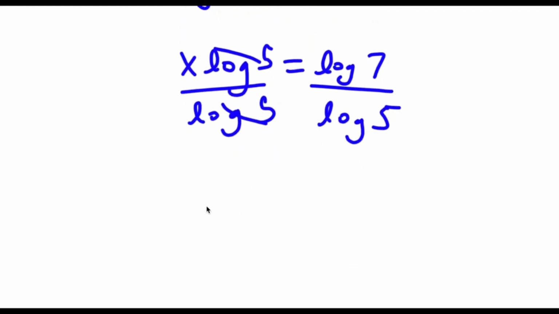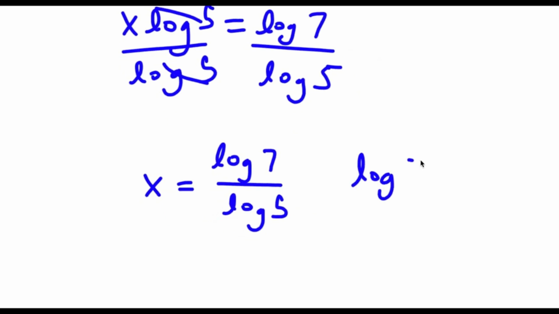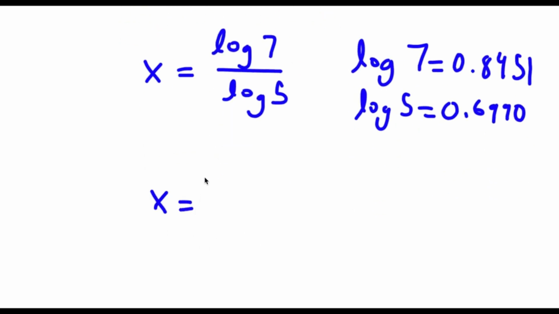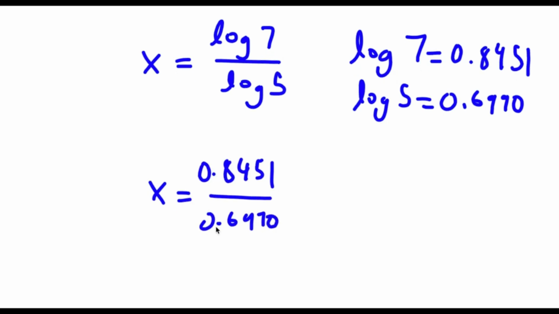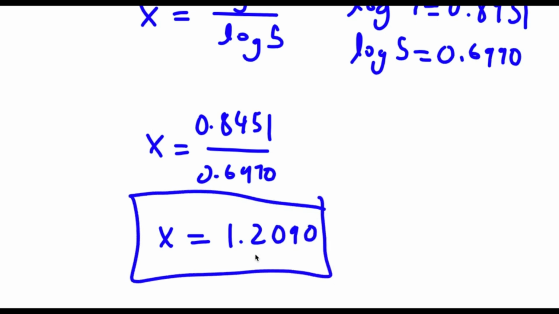So now these two are going to cancel out, and I'm left with x is equal to log 7 over log 5. Now log 7 is equal to 0.8451, and log 5 is equal to 0.6990. So now I have 0.8451 over 0.6990, which is equal to approximately 1.2090. So this is my answer.